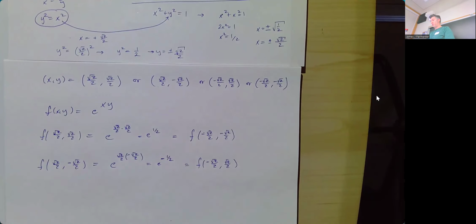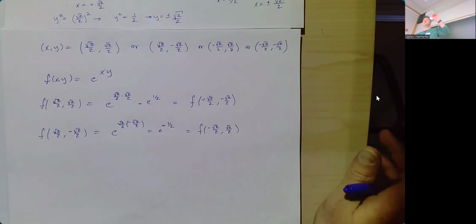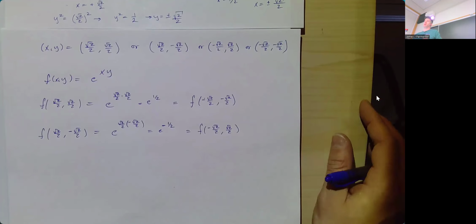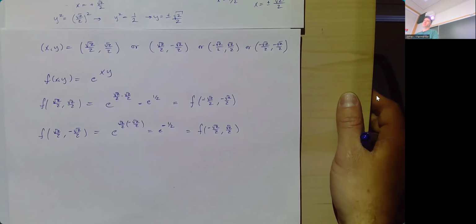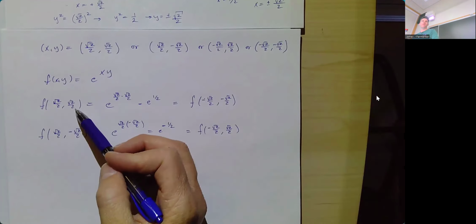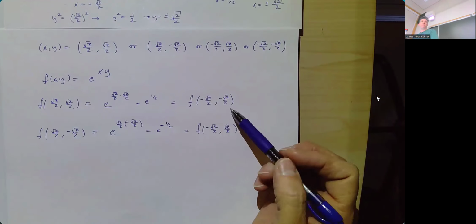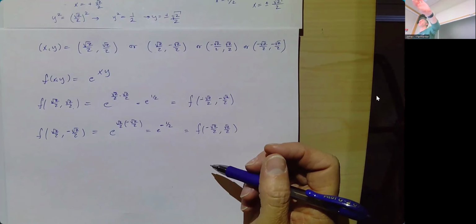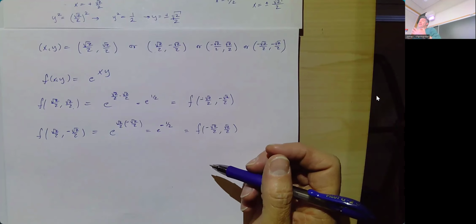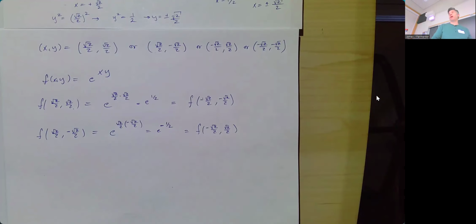Okay, so now let me ask you all an important question. If I said for you to tell me what is the maximum value of this function, what's the answer to that question? Is it root 2 over 2, comma root 2 over 2? Is it negative root 2 over 2, comma negative root 2 over 2? No, it's neither of those things. That's where the maximum occurs. What is the maximum value we get when we plug in the point where the maximum occurs?